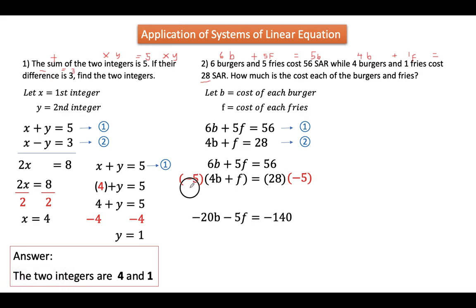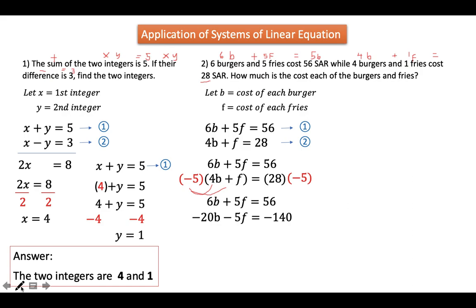Negative 5 times 4b is negative 20b. Negative 5 times f becomes negative 5f. Then negative 5 times 28 is negative 140. If we write down equation 2, you can see positive 5f and negative 5f can now be cancelled. So we will be left with b. That's the very reason why we multiplied negative 5 to each side of equation 2.